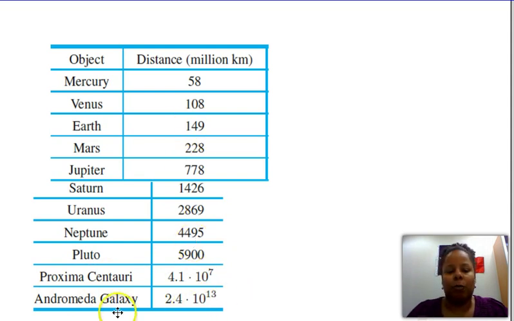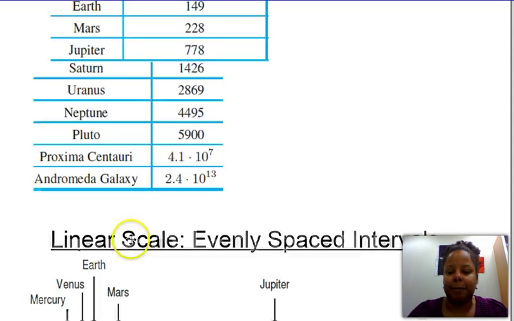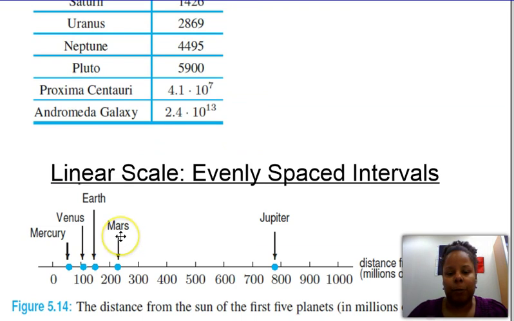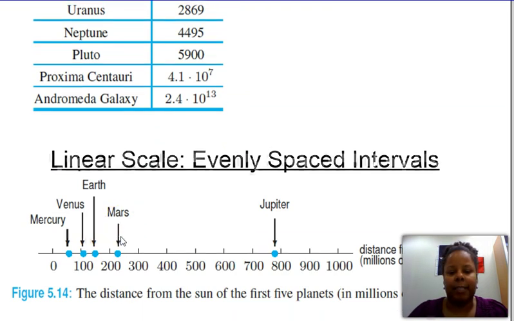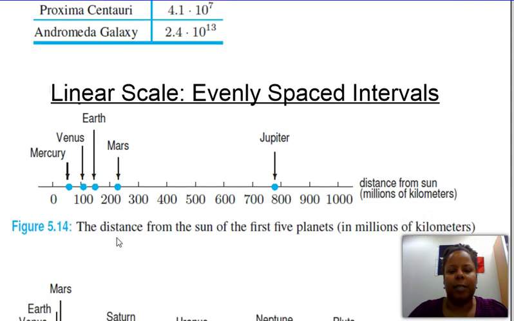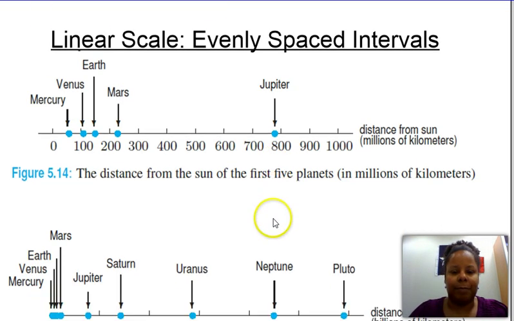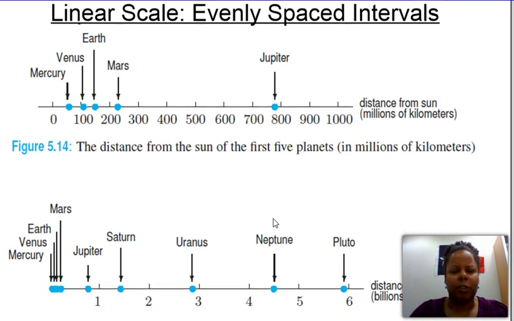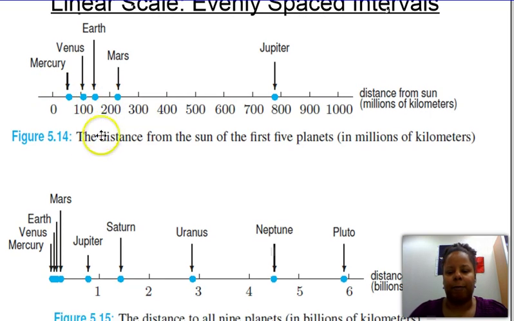Well, if I were to graph these distances on a linear scale, in other words, the intervals are evenly spaced, as you can see here, I can only really fit the first 5 planets on a scale from 0 to 1,000 in millions of kilometers. And if I wanted to fit all 9 planets, I can make the scale larger, instead of every 100 million kilometers, making it every billion kilometers.